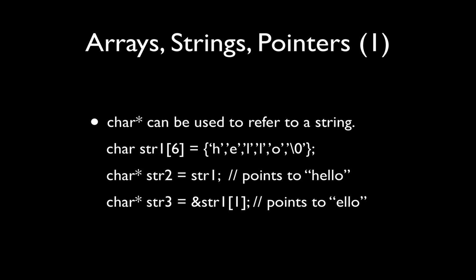I've got a third variable here, char star str3, and notice what I've set that to. I've set it to ampersand str1 sub 1. The ampersand operator is basically taking the address of what's on the right. In this case, what's on the right is str1 subscript 1. That refers to the second element in the array str1. And so str3 here points to a string containing the characters ello.